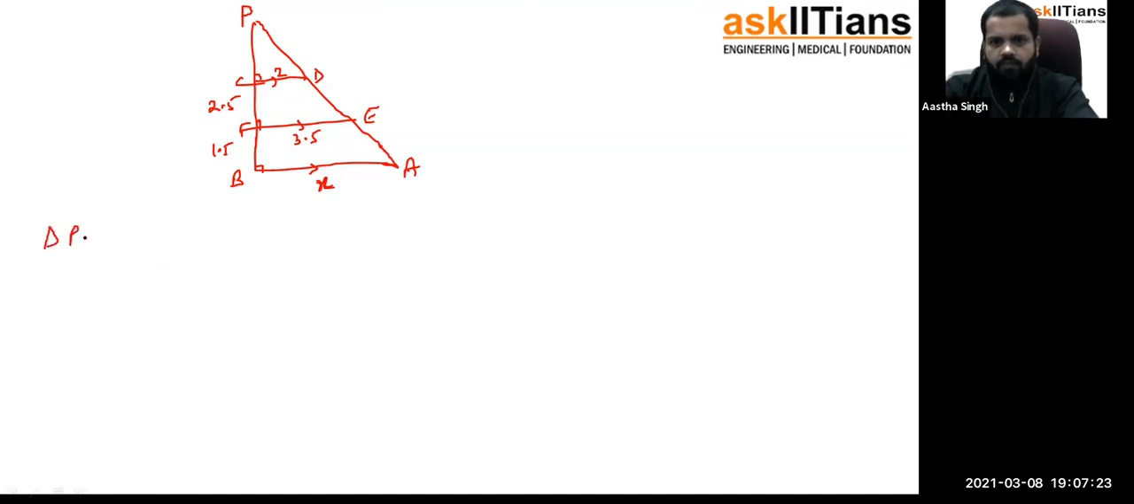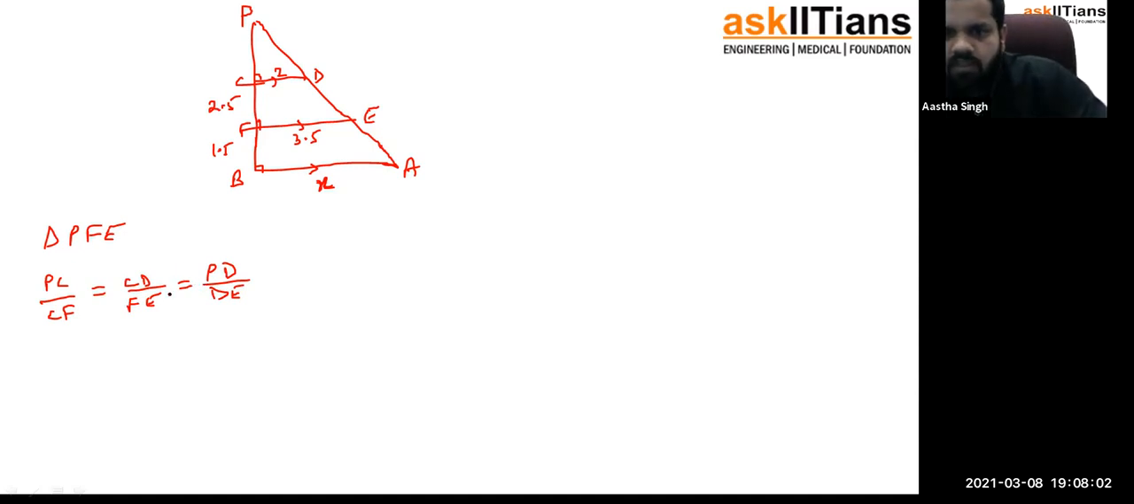Focus on triangle PFE. In triangle PFE, CD is parallel to FE. It means by BPT theorem, you can write PC upon CF is equal to PD upon DE, and CD upon FE. Because these triangles are similar, and by BPT also we can write this, right? Because angle P is common.